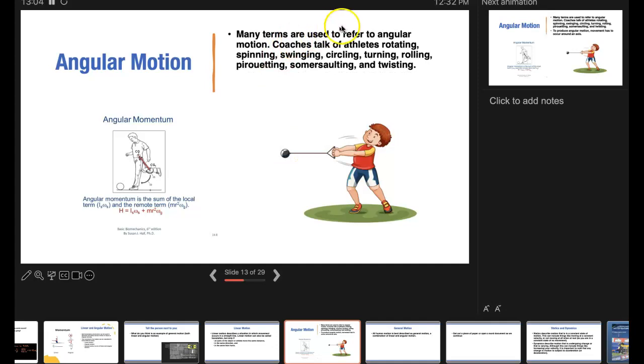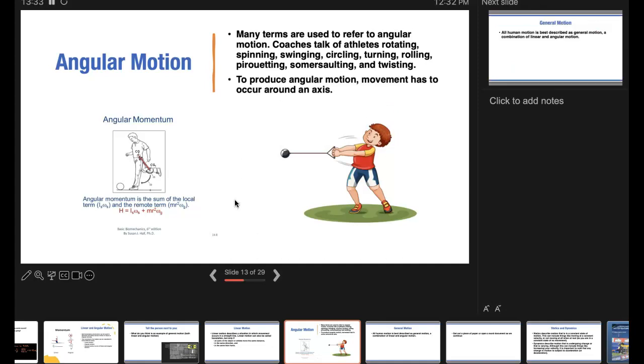So I'll say many terms can refer to angular motion. A lot of coaches will say athletes rotating, spinning, swinging, circling, turning, rolling, pirouetting, somersaulting, twisting. Probably my favorite general motion one would be a gymnastics tumbling pass, because you are going in a straight line, and then you're also using angular momentum to do back handspring, back tuck. That's my favorite general motion thing there.